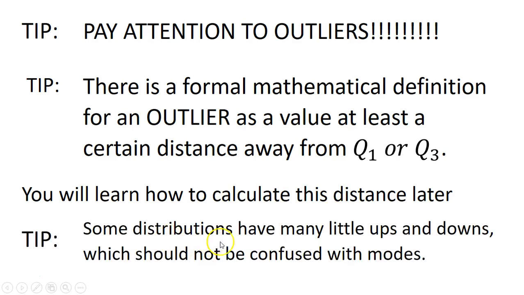Another tip, some distributions have many little ups and downs, which should not be confused with modes. Just because they have a couple of bumps, every little bump doesn't make it a mode. That one graph I showed you before, for Hodgkin's lymphoma, was bimodal because each hump is a mode. Those are definitely big, large humps in the graph, right? Just having a whole bunch of little stuff doesn't make it a mode.